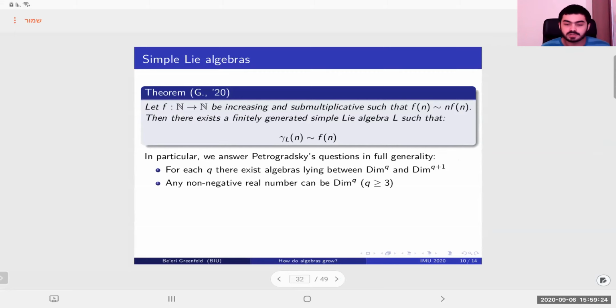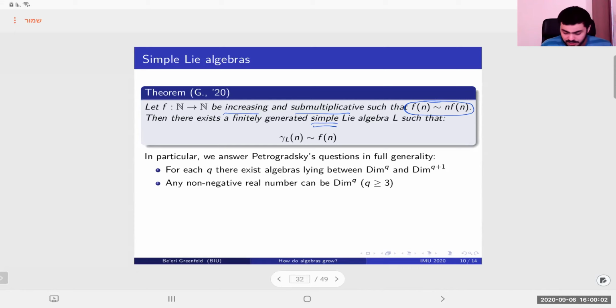It relates to simple Lie algebras, but in fact, and as just one byproduct of it, we're able to answer these two questions in full generality. Unfortunately, the answer is pessimistic. So here is the result. For any increasing and submultiplicative function which satisfies this additional uniform regularity condition that we met before, there exists a finitely generated even simple Lie algebra which realizes this function as its growth function.